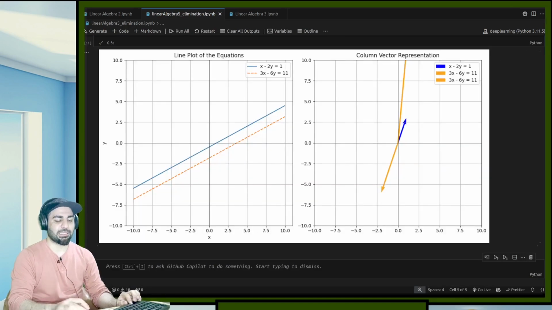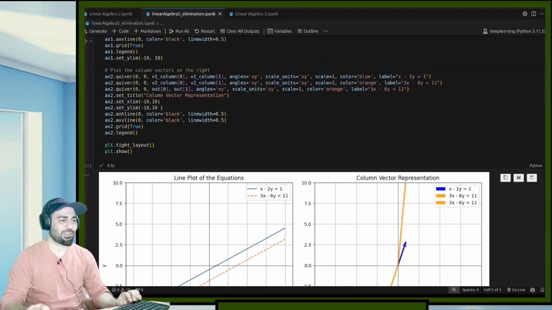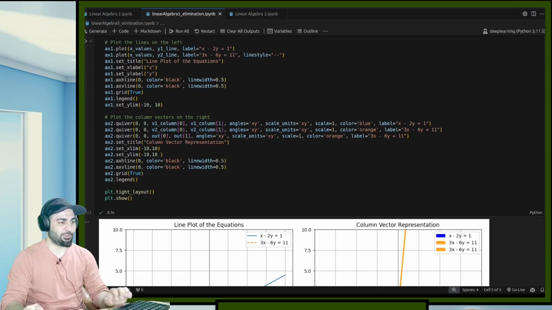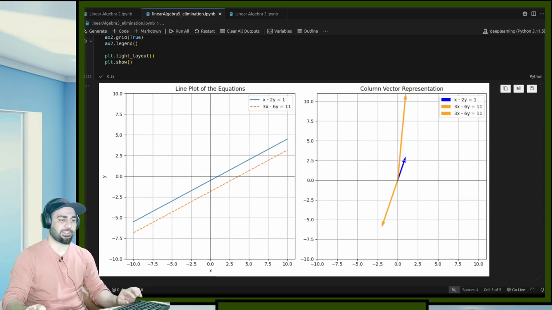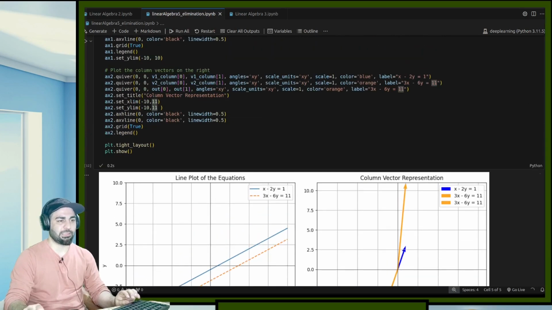Now you can see this. Oops, yeah, this thing is not good. Let me check again. Limit it to minus 10 to 11 so that it is visible at least. Yes, now you can see it is visible. Give it red.